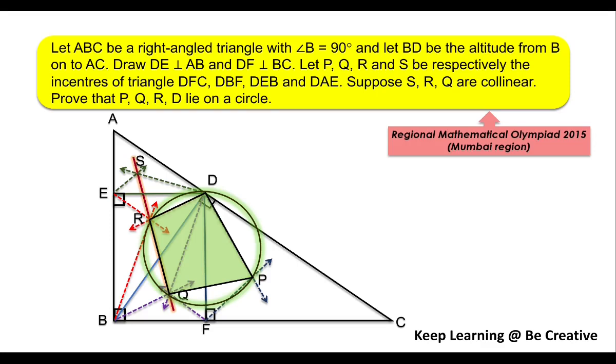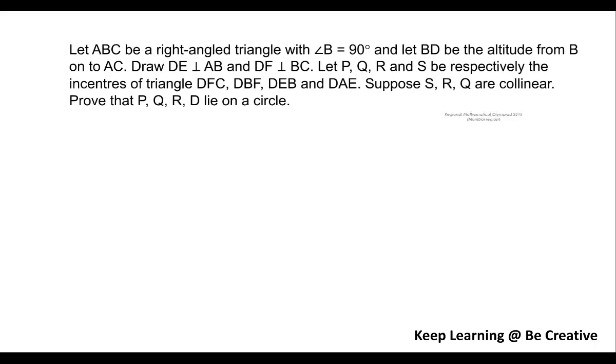So today's problem is a regional mathematical Olympiad problem from 2015. So let's begin with the problem. Let ABC be a right angle triangle with angle B equal to 90 degrees. Let BD be the altitude from B to AC and draw DE perpendicular to AB, DF perpendicular to BC. Let P, Q, R and S be respectively the incenters of the triangles DFC, DBF, DEB and DAE. Suppose S, R, Q are collinear. Prove that P, Q, R and D lie on a circle.